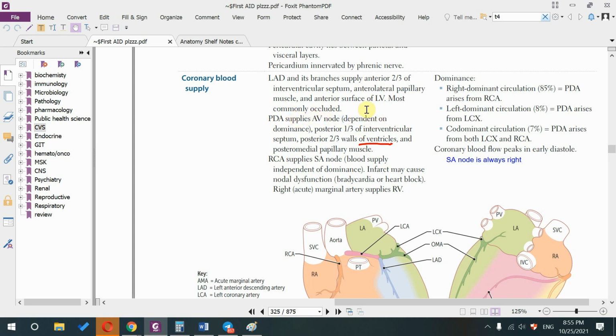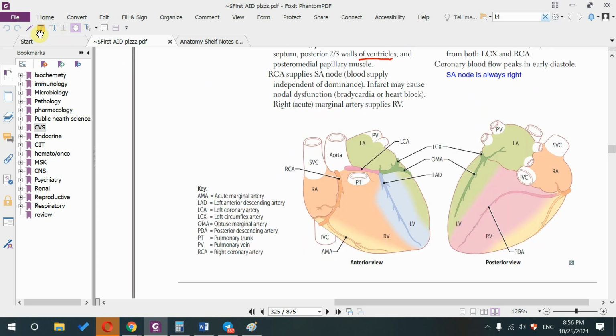And the PDA supplies it depending on the dominance. So what does dominance mean? Well, look, guys. Sometimes your posterior descending artery comes from your right coronary artery. Sometimes it comes from the left circumflex artery, which is this one, which comes from the left coronary artery. Sometimes it comes from both. So look, guys, look at this one.